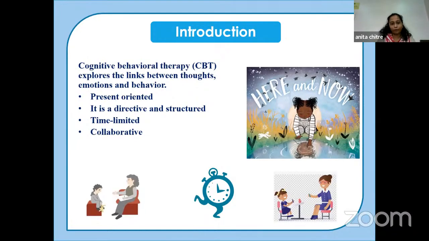It's a collaborative effort. So it's between the client and you, and you have to involve the client in the whole process. A child who is not willing to take part in the cognitive behavior therapy process cannot be forcibly involved into it. For that, the first attempt would be to help him develop insight over his problem and then involve him in this whole process of CBT.